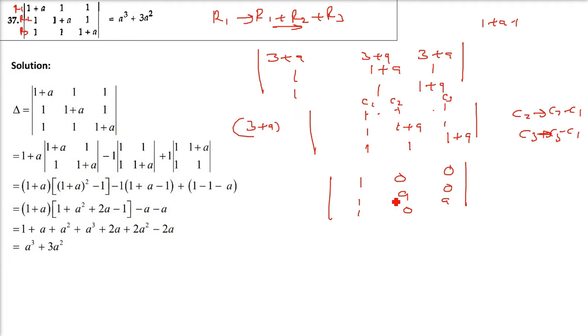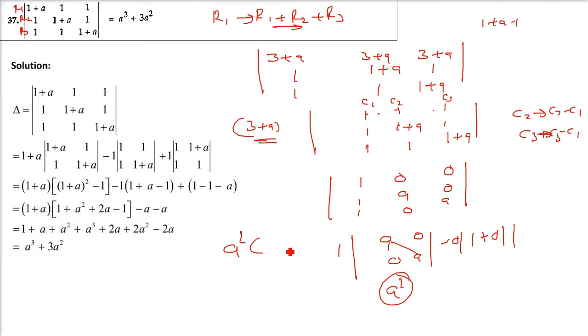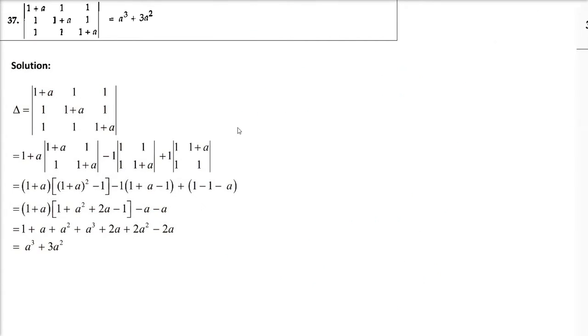So 3 plus a is already outside, remember, it is already there. Now we are opening it. 1, you get a, 0, 0, a. Minus 0 and plus 0, so I am not dealing with that. So what do you get? a square here, a square minus 0 is a square only. So multiplication is a square into 3 plus a. What do you get? 3a square plus a cube, and that is what we wanted.